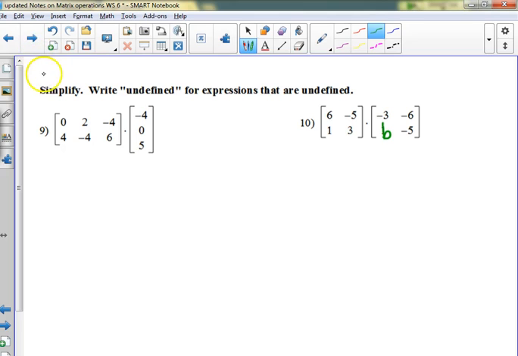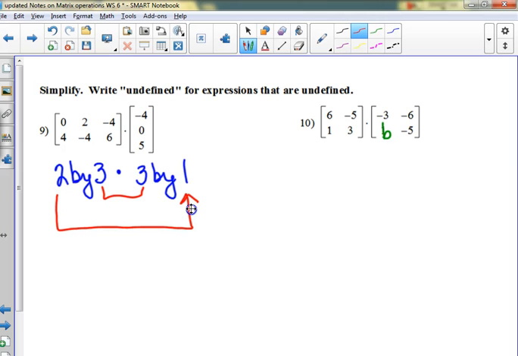All right, we're going to try number 9. What size is the first matrix? 2 by 3. Everybody's okay? And they want to know if we can multiply it by a 3 by 1. Is that allowed? As long as these are the same, yes. And the resulting answer will be a 2 by 1, which means this is going to be 1 column with 2 rows, yes?